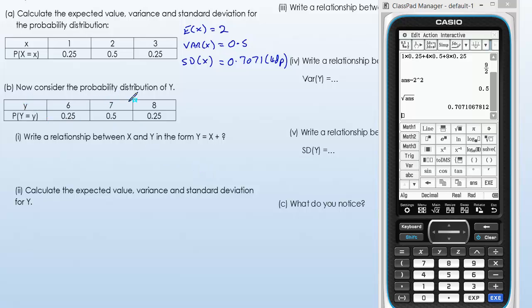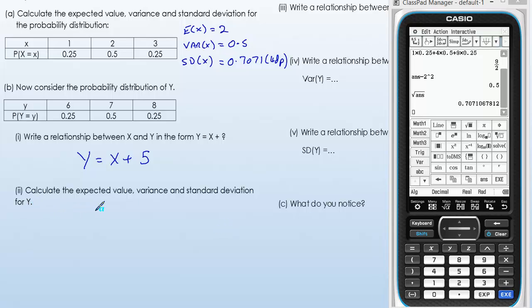Now consider the probability distribution of y. Write a relationship between x and y in the form y equals x plus something. Well, just looking at them, it looks like we've just added 5. So y equals x plus 5.